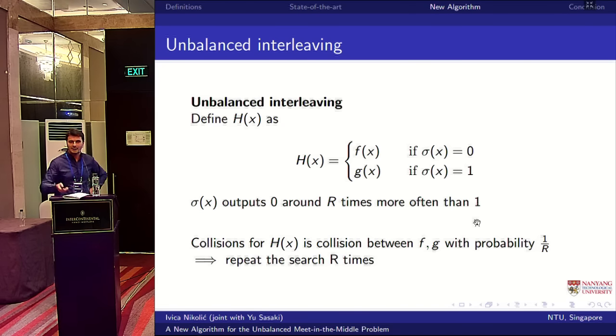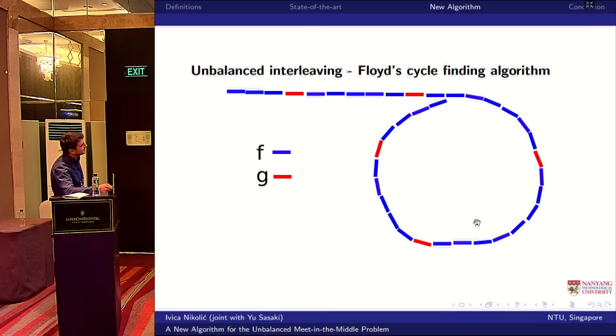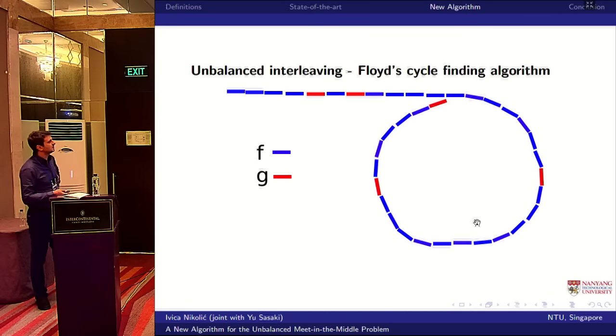Okay? So again, we put this into perspective. You can see now you have much more invocation of function f than g. So we run Floyd cycle finding algorithm, we find a collision, but of course it's between F and F. We run again, it's again F and F, and after repeating this around R times, we're going to find a collision between F and G. Okay? So we have this unbalanced collision.